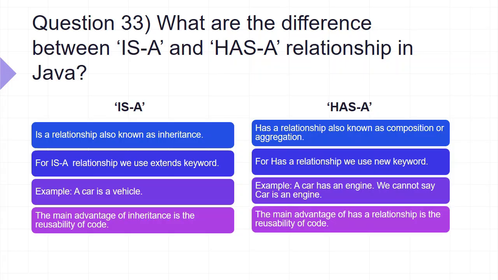Question 33. What are the differences between is a and has a relationship in Java? Is a relationship is also known as inheritance. Has a relationship is also known as composition or aggregation. For is a relationship we use extends keyword. For has a relationship we use new keyword. Example, a car is a vehicle. Example, a car has an engine. We cannot say car is an engine. The main advantage of inheritance is the reusability of code. The main advantage of has a relationship is the reusability of code.